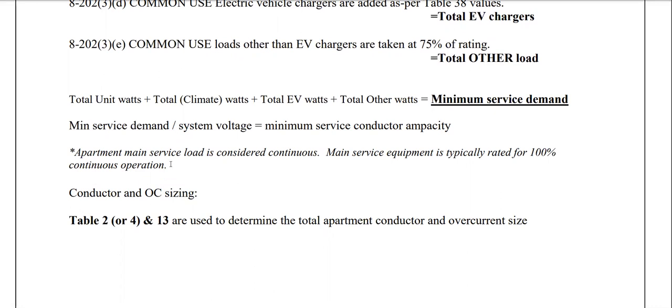And due to the rule 8202 having various portions within it, indicating that different portions of loads are continuous, usually the main service equipment is rated for 100% continuous operation, and that's what we will be using for our examples in this presentation. Conductor and OC sizing are taken from table 2 or 4 and 13.